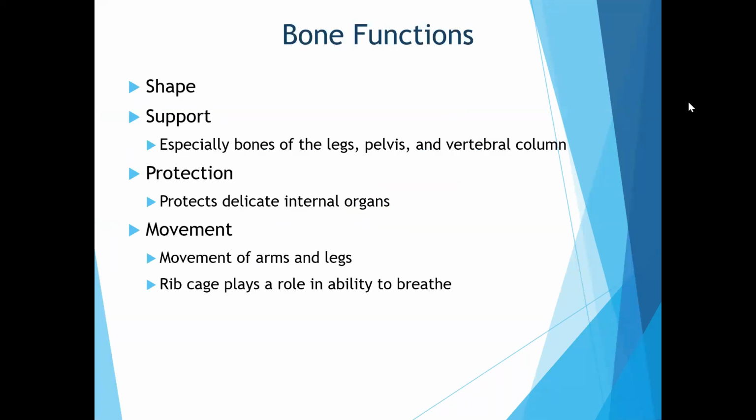All right, so starting off with our bone functions, I think shape is a pretty self-explanatory one. Obviously, our skeleton gives us our shape. It also gives us a lot of support. Notably, the bones of the legs, pelvis, and the vertebral column really give us our support and structure. They're there for protection of delicate internal organs. That's part of the reason why we have a rib cage. That's a big protector of all that stuff.